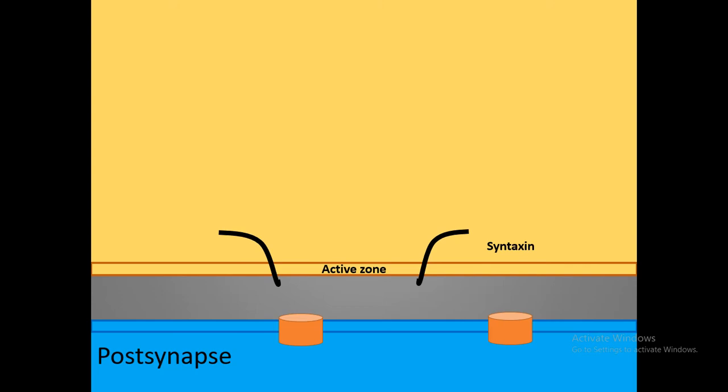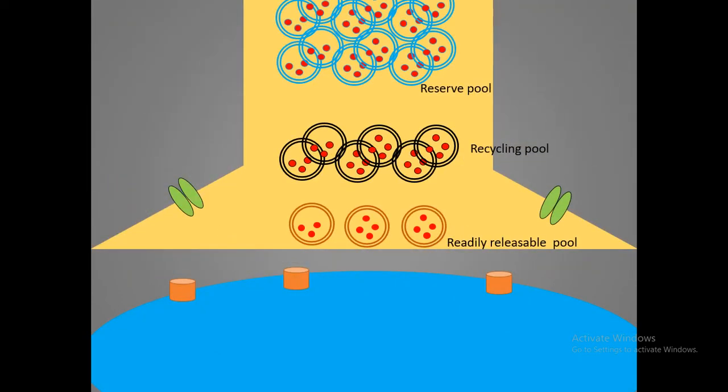And if I talk about the vesicle release, there are multiple types of synaptic vesicles. Some are readily releasable, which are docked to the membrane and just waiting for a signal to release. There are recycling pools and there are reserve pools which are not released frequently. So about this kind of vesicle pools I would be talking about in my next video.